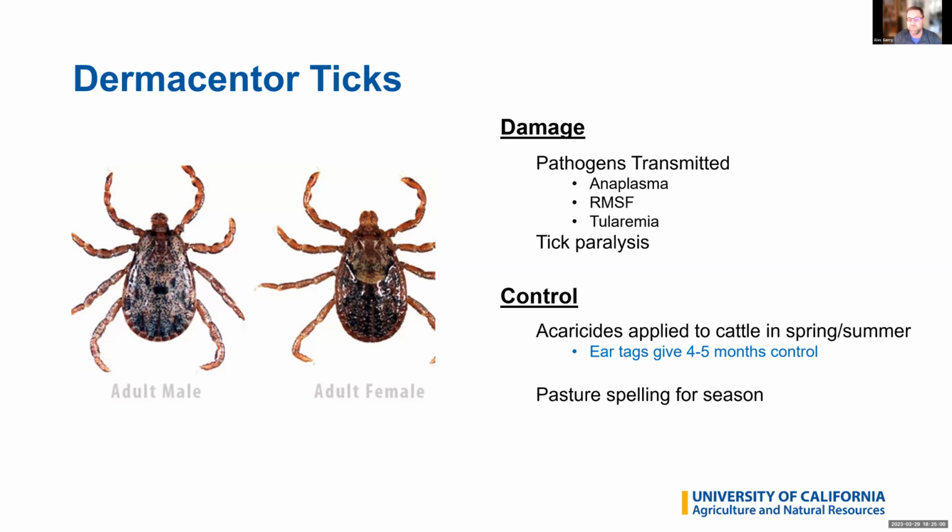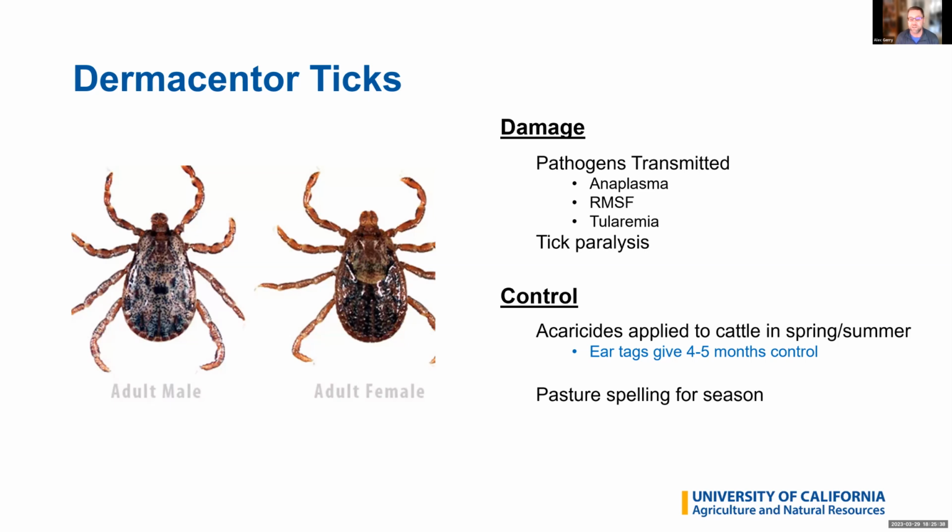Really fascinating. In terms of control, these ticks can be controlled using acaricides. Acaricides are just insecticides applied against ticks or mites. Ticks and mites are in a group of organisms called the Acari, so we call insecticides for ticks and mites acaricides. You can control them with acaricides that are applied to cattle generally in spring and summer. What you're trying to do is target the nymphal or adult stages of the ticks that might be on the cattle, on the host. Many of these ticks can be controlled to some extent using ear tags.